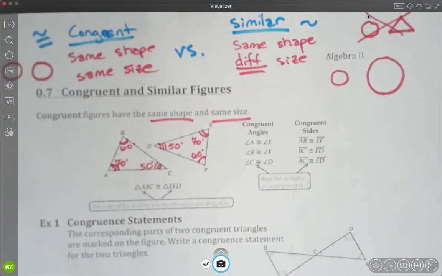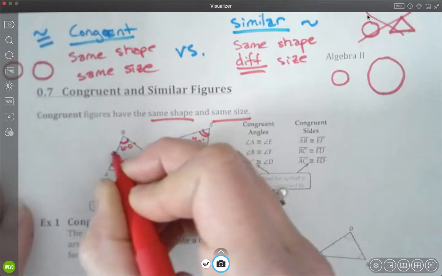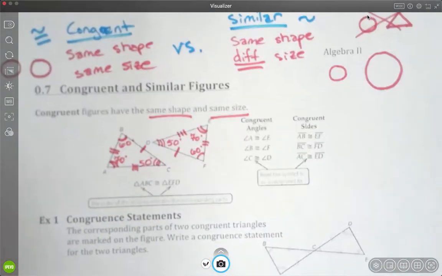Okay? Now, in addition to that, you also have the little tick marks. Do you see the little ticks? This has one tick mark, this has one tick mark. This has two tick marks, this has two tick marks. This one has three, this one has three. Okay? That just shows you which sides go with which sides, all right?